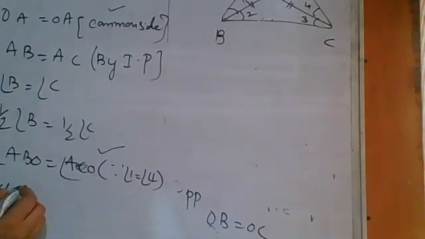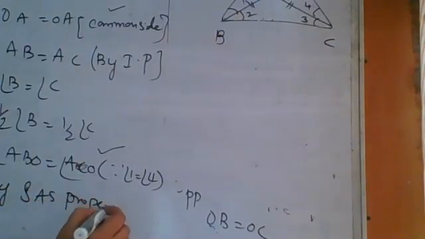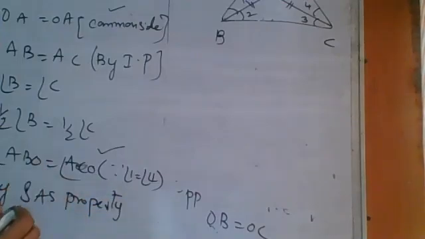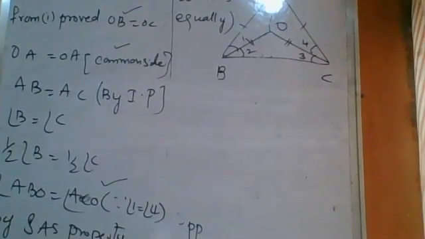Therefore, by SAS property, triangle AOB is congruent to triangle AOC. Is that clear now? Okay. Next part. So these are the two parts.